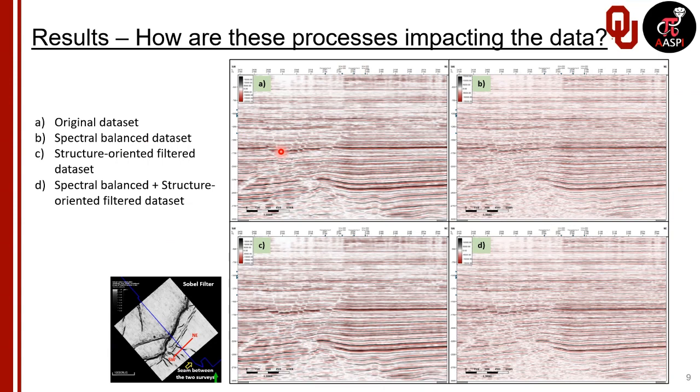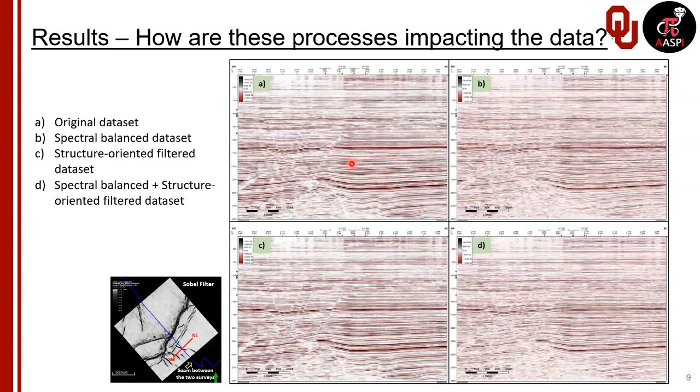Here, I'm going to show you in the following slides. A is going to be the original data set. B is going to be only the spectral balance data set. C is going to be only the structure-oriented filtered data set. And D is the combination of both: first spectral balance and then structure-oriented filter.